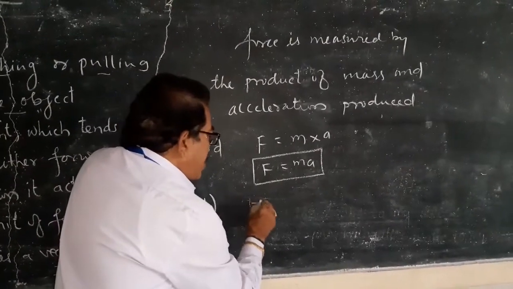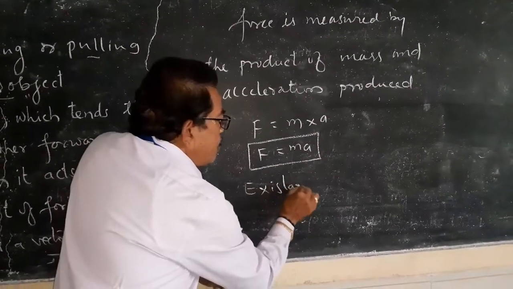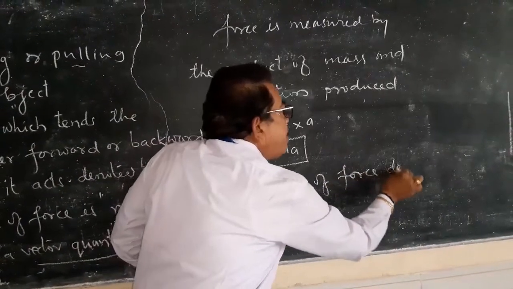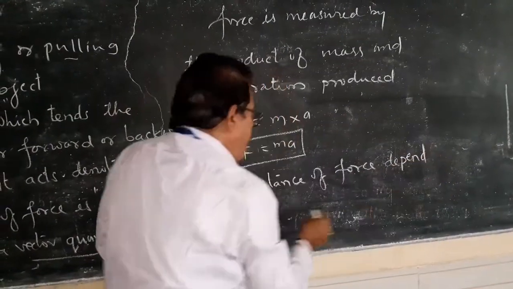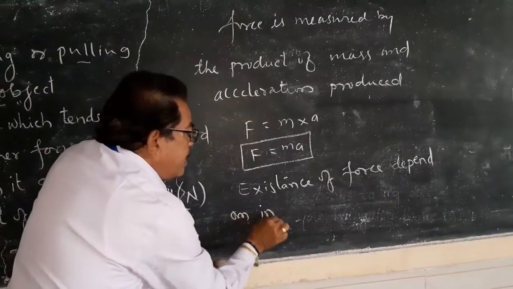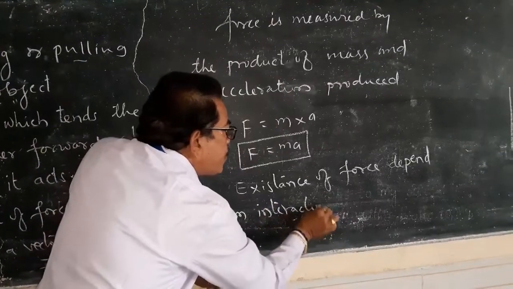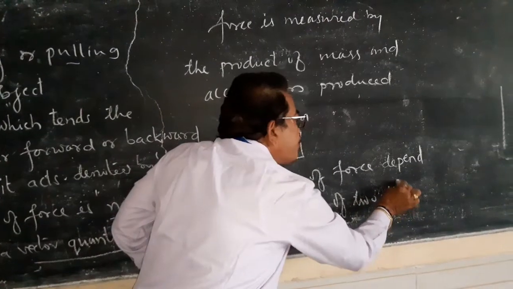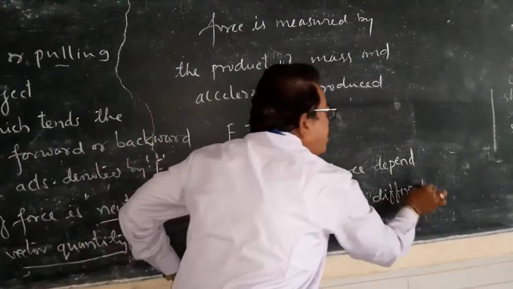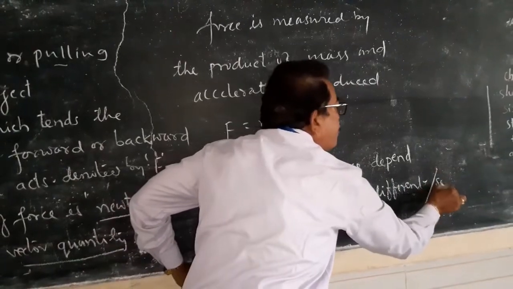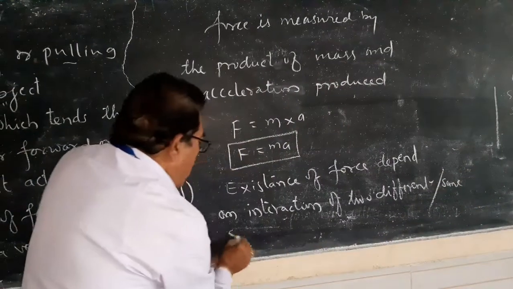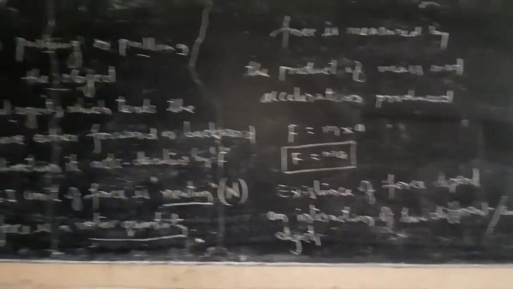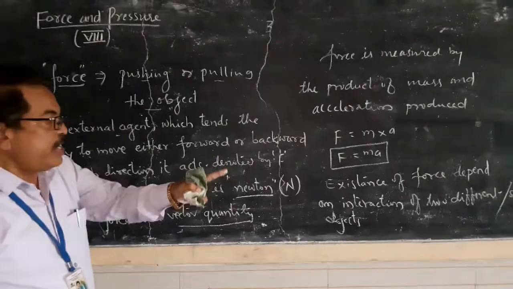So the existence of force depends on the interaction of two different or same objects. The existence of force depends on the interaction of two objects.